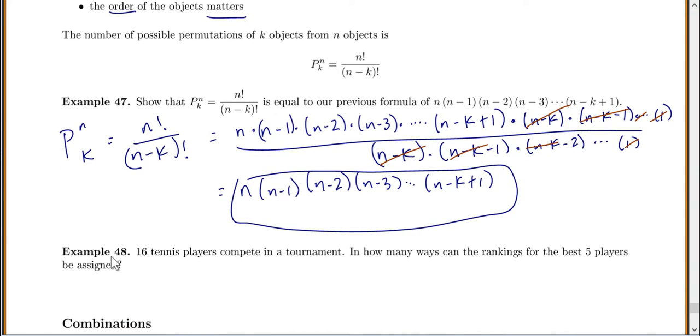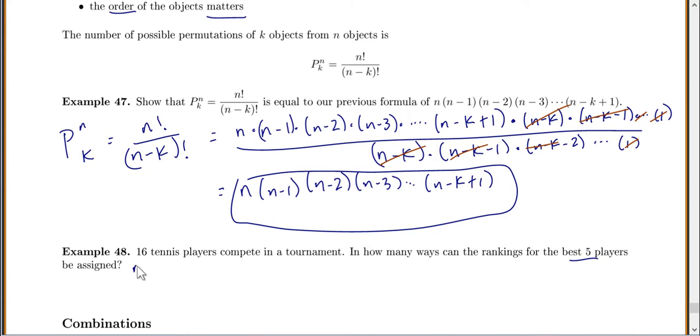So let's look at this example. 16 tennis players compete in a tournament, and how many ways can the rankings for the best 5 players be assigned? So this makes sense that order would matter, right? Because first is different from second place, is different from third place, okay? And it'd be without replacement because the same person can't be first and second and third and fourth.